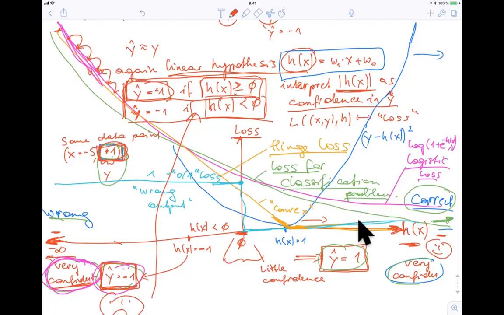Very good question. How would this plot look like if the true label would be minus 1? I will make this a quiz question. Very good question.